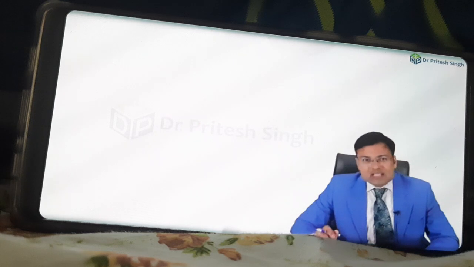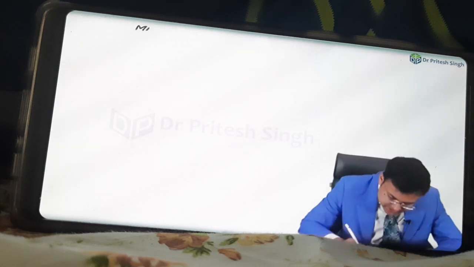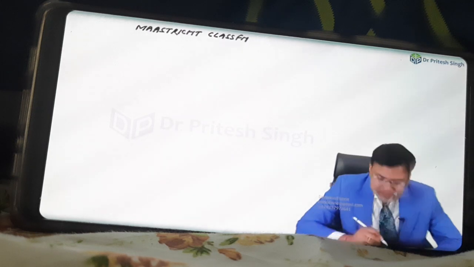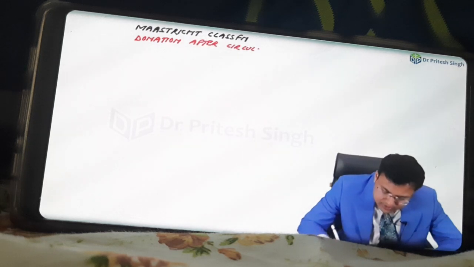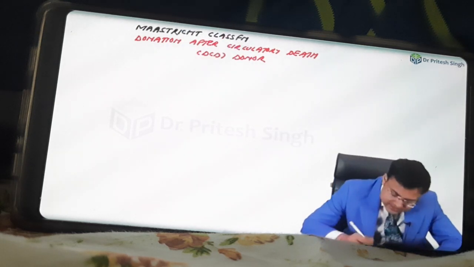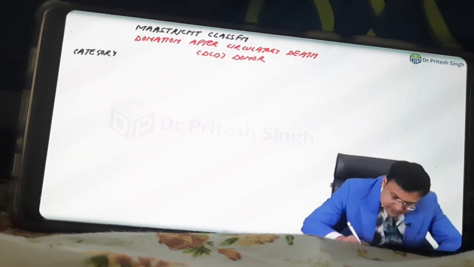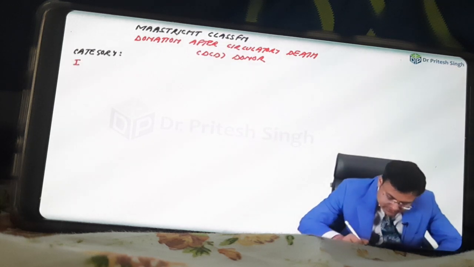In the latest exam, Maastricht classification was asked. So what is this Maastricht classification? This Maastricht classification is for DCD donors, that is donation after circulatory death, in short known as DCD donors. There are 5 categories. Now see what are the categories of Maastricht classification. Category 1, 2, 3, 4, and 5. Now see what is the description.